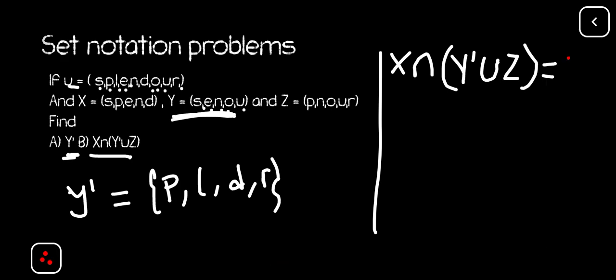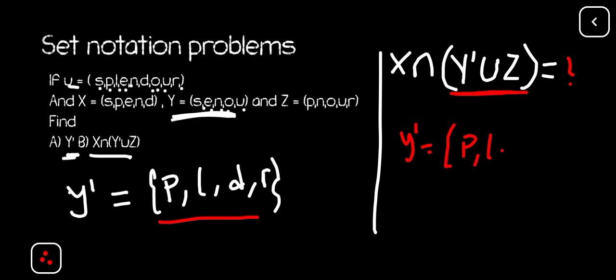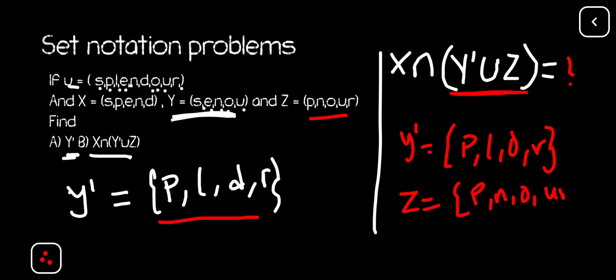So, how would we find this? I would advise that you start with the bracket first. You already know that Y complement is PLDR, so you may want to list it out. Y complement is PLDR, right? And Z is what? P, N, O, U, R.